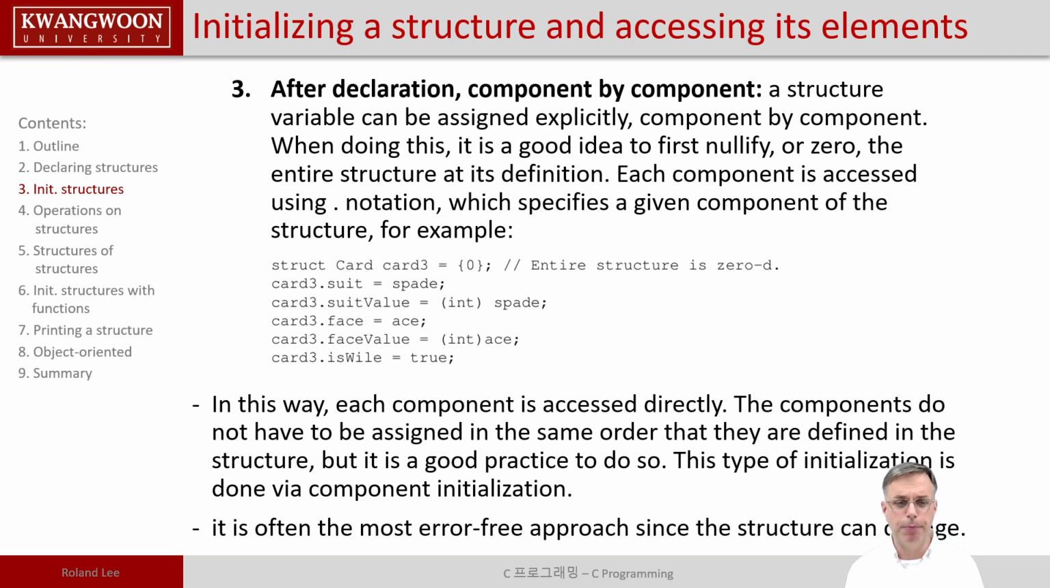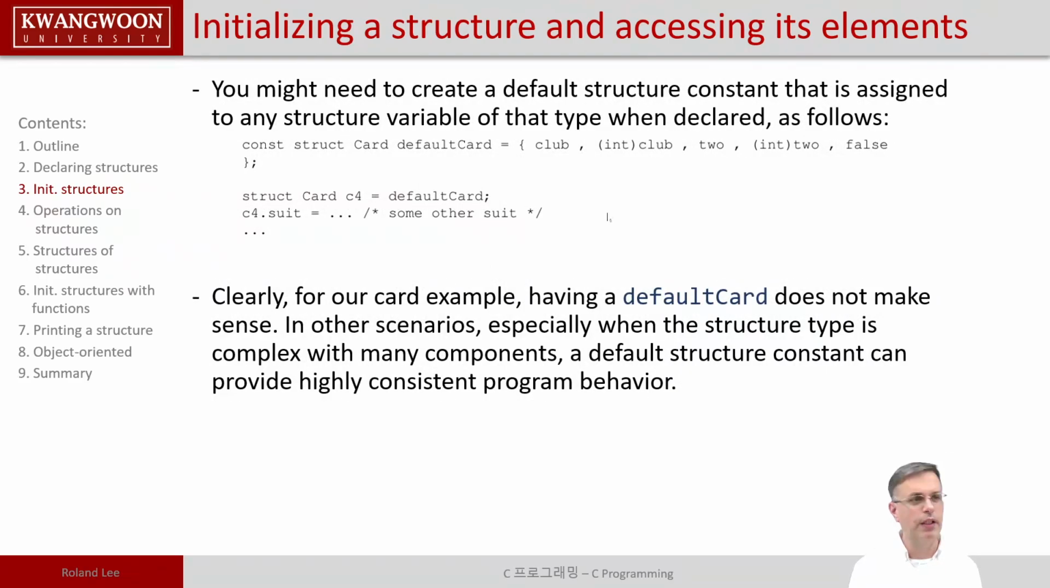When using this approach, it is also a good idea to initialize to some default state, which can either be all zeros or a default value. You might need to create a default structure constant that is assigned to any structure variable of that type when declared, as the following. So const struct card default, and we have the default values then.